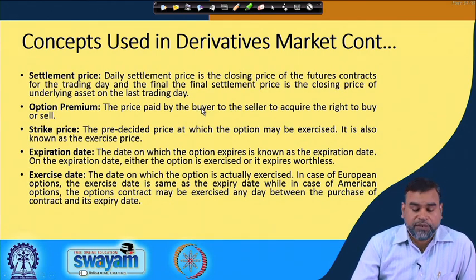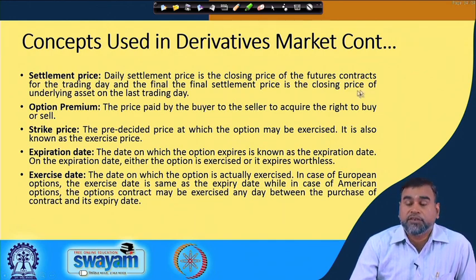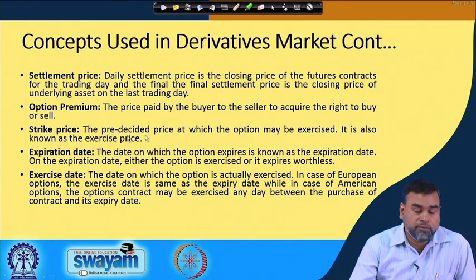Then you have the settlement price, which is the closing price of the future contracts for the trading day, and the final settlement price is the closing price of the underlying asset on the last trading day. Then option premium, which is the price paid by the buyer to the seller to acquire the right to buy or sell. Strike price is the pre-decided price, or exercise price, whatever name you give it, at which the option may be exercised.